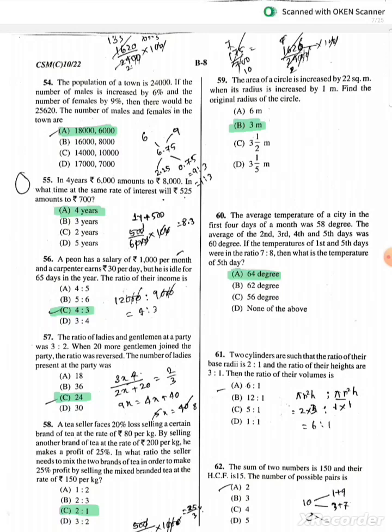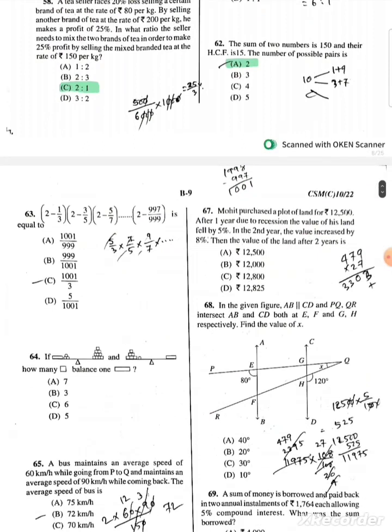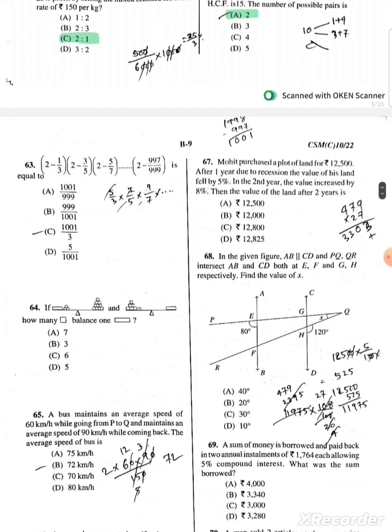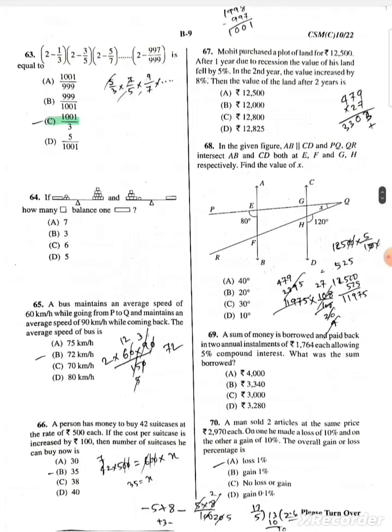Two cylinders are such that the ratio of their base radii is 2:1 and the ratio of their heights is 3:1. Then the ratio of their volumes is 12:1. The sum of two numbers is 150 and their HCF is 15. The number of possible pairs is 2. Answer to this question is 1001/3. In question number 64, the answer is 7.